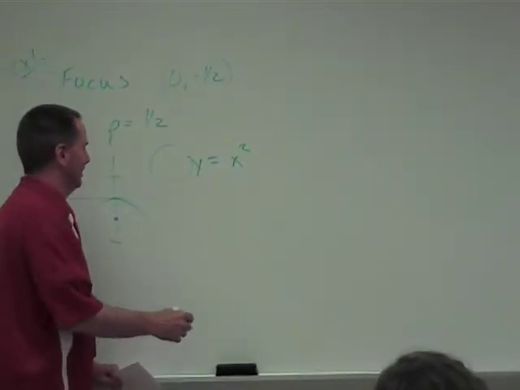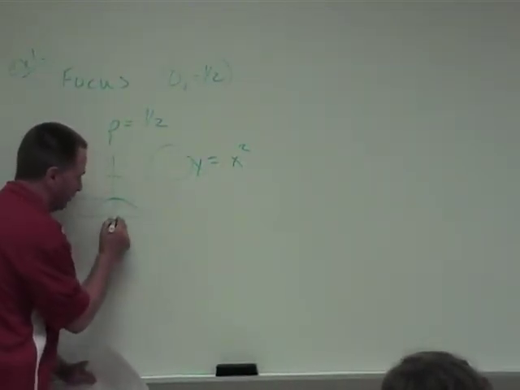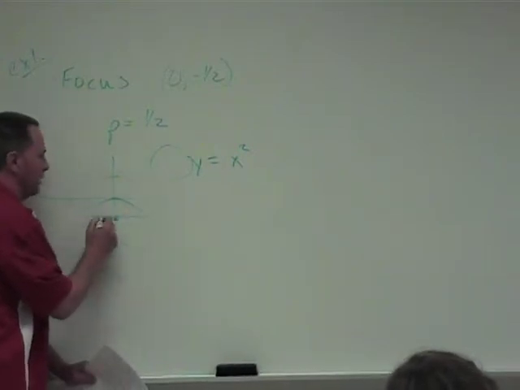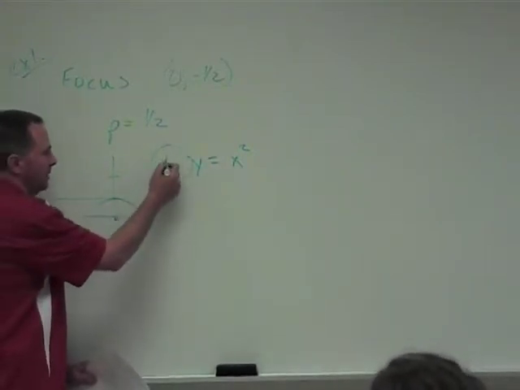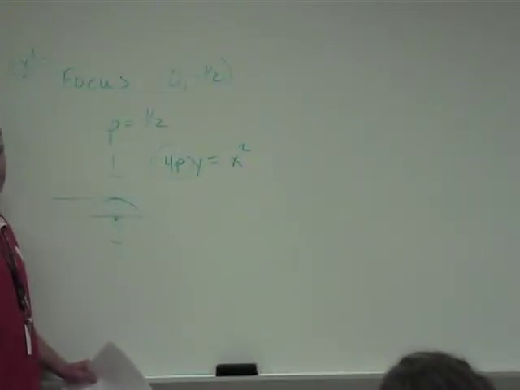The idea is from here to there, through your focal point. So that's your focal diameter. It's 4P. This is 4P. So what is 4P? If P is 1/2, what is 4P? 2. Okay. Is it positive or negative?